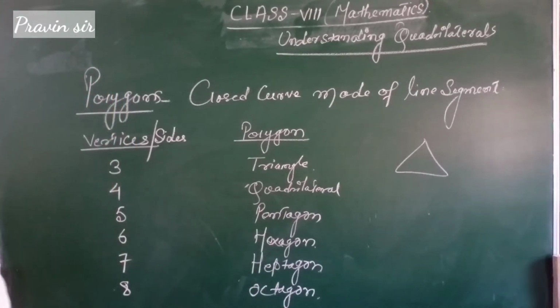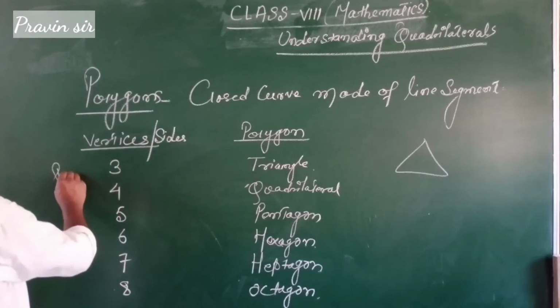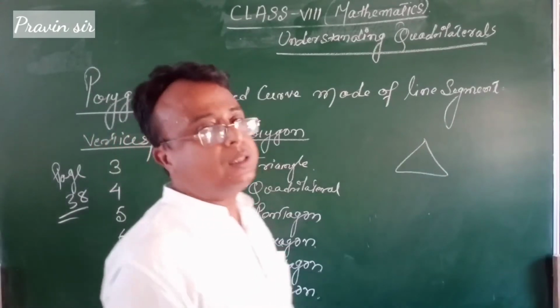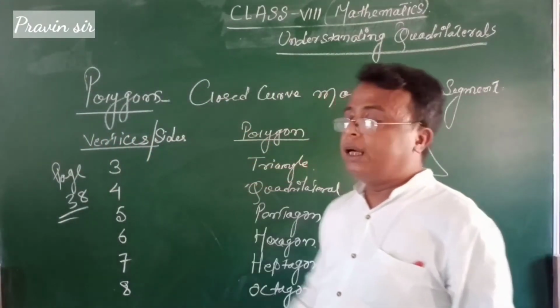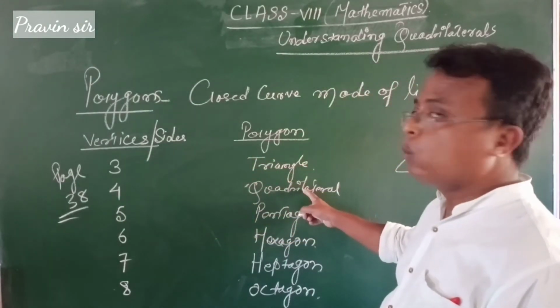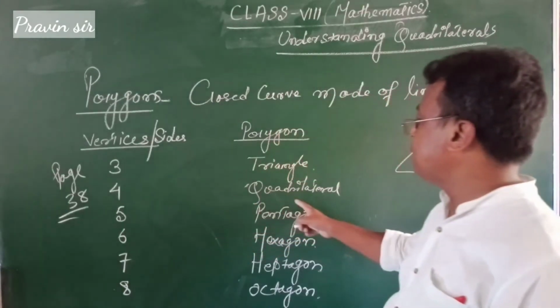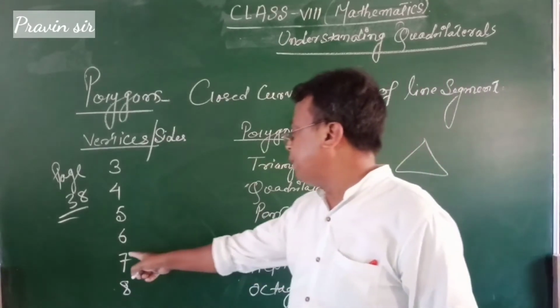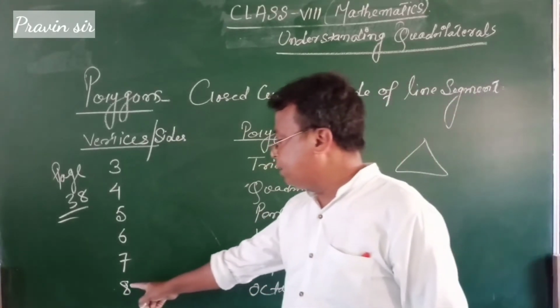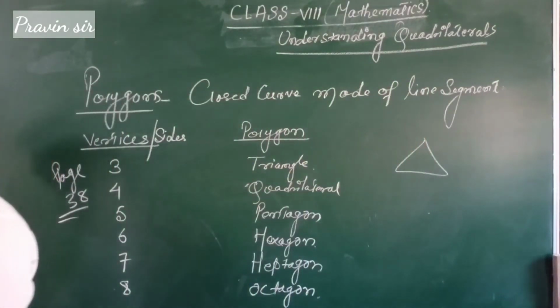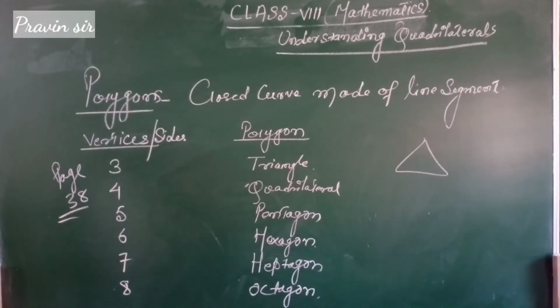All these things you will get in the book, and please go through it. The classification of different types of polygons is given there. If a polygon is made up of 3 sides, it is called a triangle. If 4 sides, a quadrilateral. If 5 sides, a pentagon. If 6 sides, a hexagon. If 7 sides, a heptagon. And if it is made up of 8 sides, it is called what? Octagon. Okay, so these are the different types of polygons.